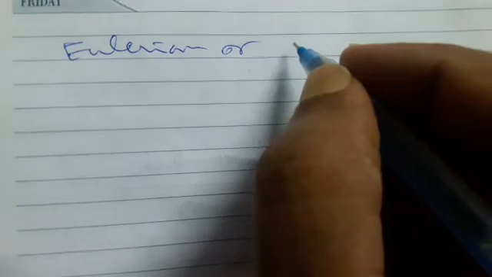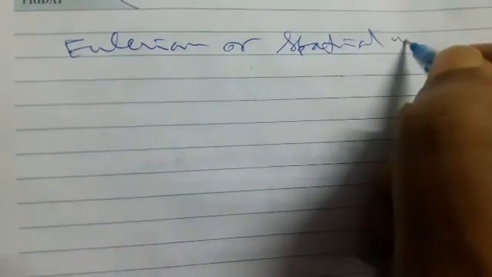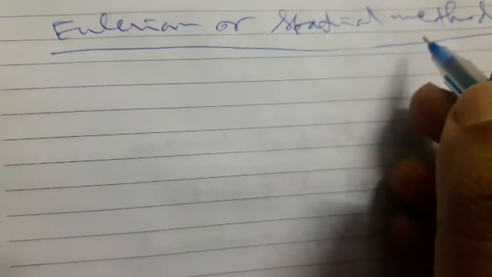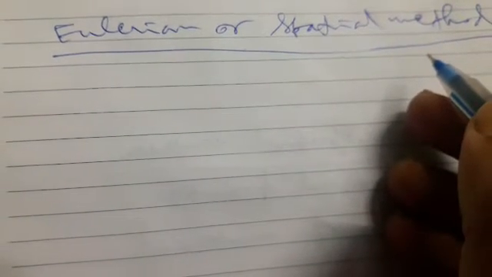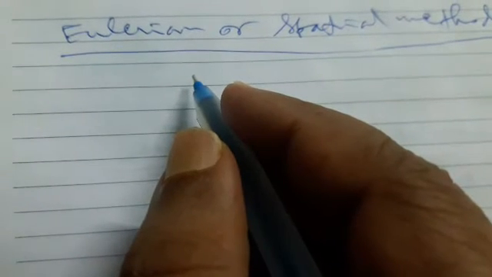Eulerian or spatial method for deformation. Now here, if we earlier studied the Lagrangian method, there the rectangular coordinate system of a spatial point, small x1, x2, x3, was a function of capital X1, X2, X3 in the material point and time.